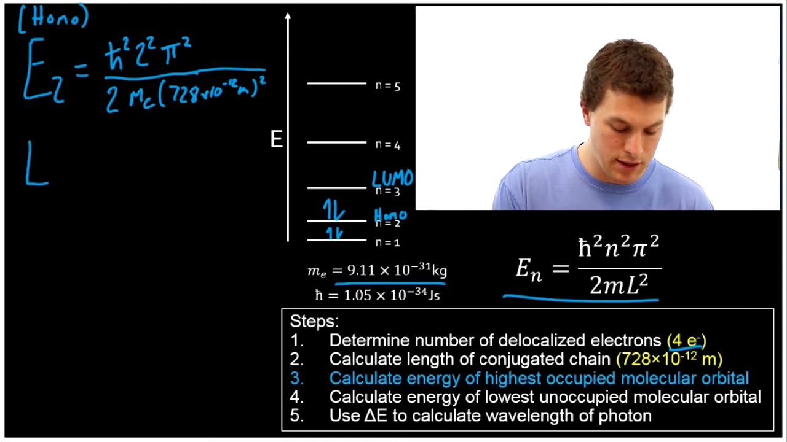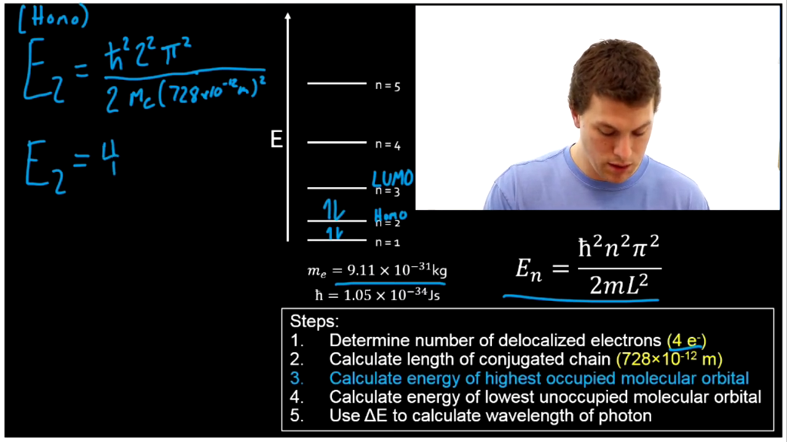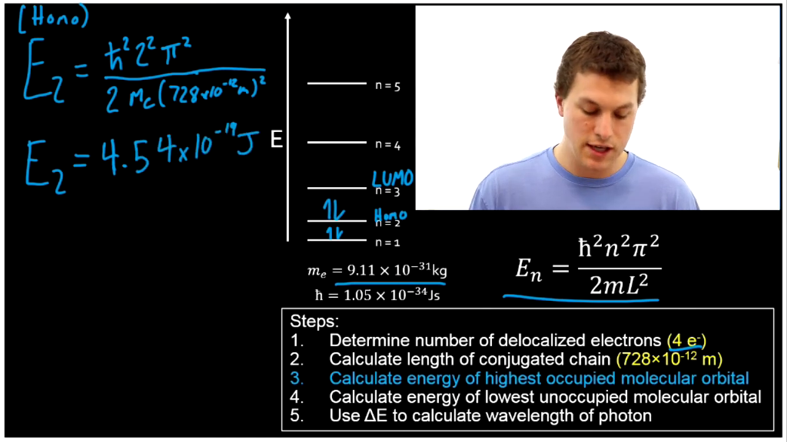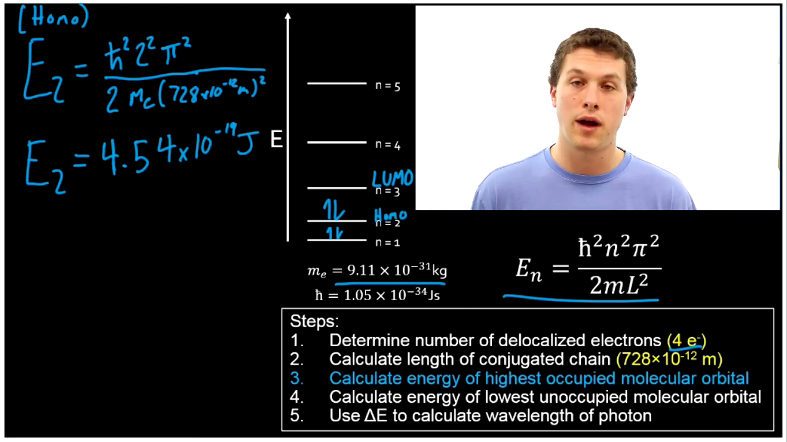So when I calculate the energy of my highest occupied orbital, it has an n equal to 2, and the energy is going to be 4.54 times 10 to the minus 19th, and the units here are going to be joules. You should get something on the order of 10 to the minus 19th, 10 to the minus 18th. Much bigger or much smaller than that, and you probably made an error.